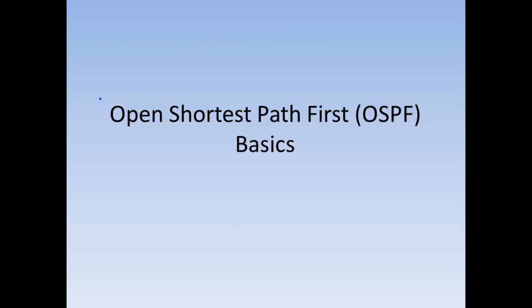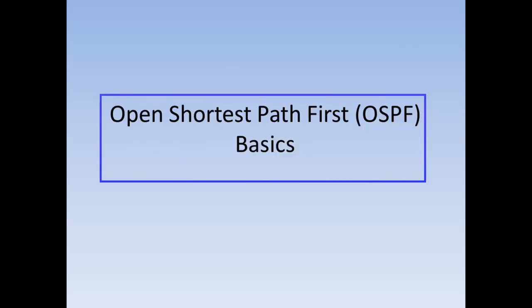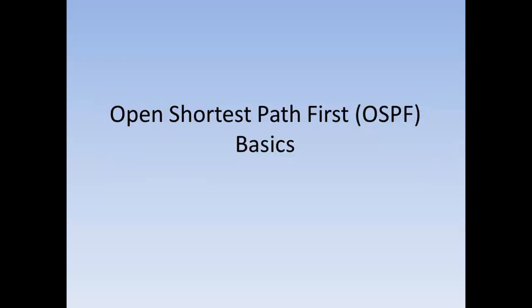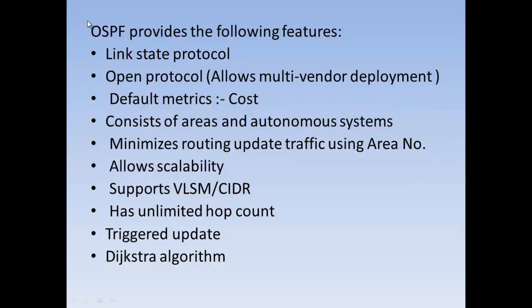In this training I am going to explain you about OSPF, Open Shortest Path First. So what are the different features that make it so popular among other routing protocols? Very first, it is a link state protocol. In my previous videos, as I explained, there are three different categories of dynamic routing protocol: one is the distance vector, one is the link state, and one is the hybrid protocol. So OSPF comes under the link state protocol.